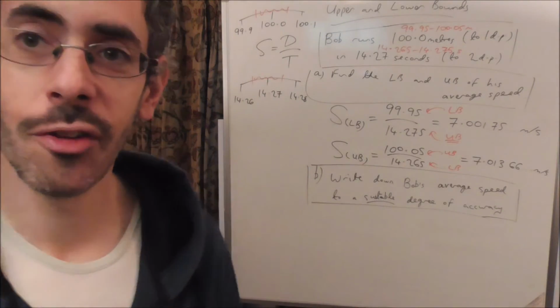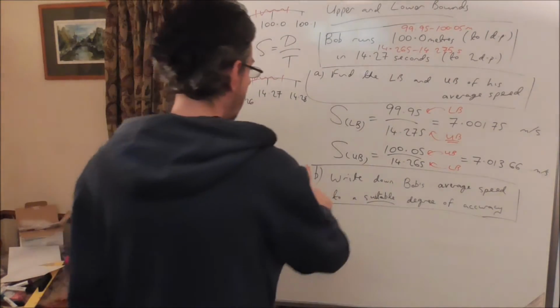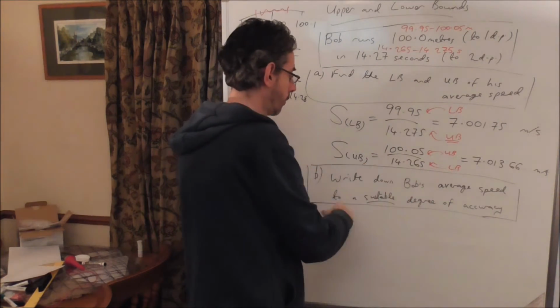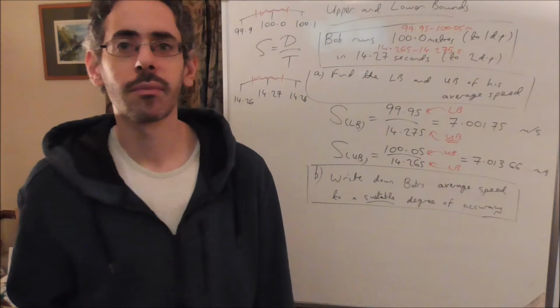Now with these sorts of questions, there's often a follow-up question, like the one down here. So I'll just read it out. It says, write down Bob's average speed to a suitable degree of accuracy.